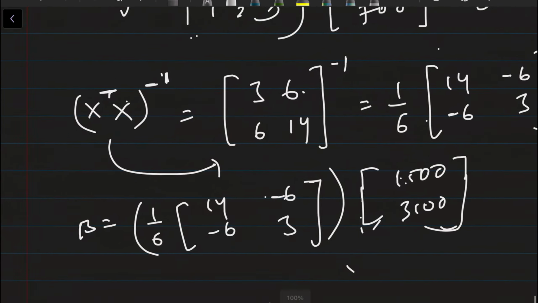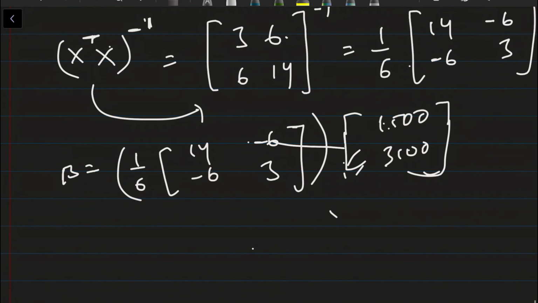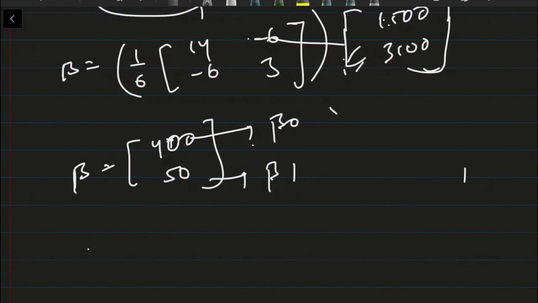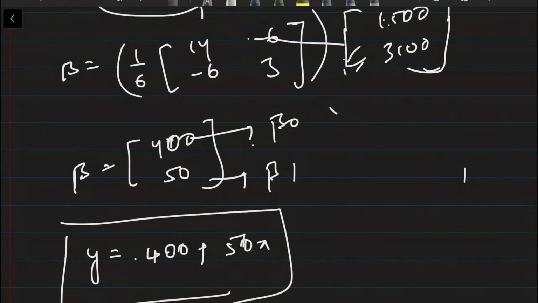We have calculated the beta. So after we need to multiply this. After multiplying, the beta values will be 400 and 50. This is beta naught and this is beta 1. So the equation becomes y equal to 400 plus 50x. So this is the equation we got.